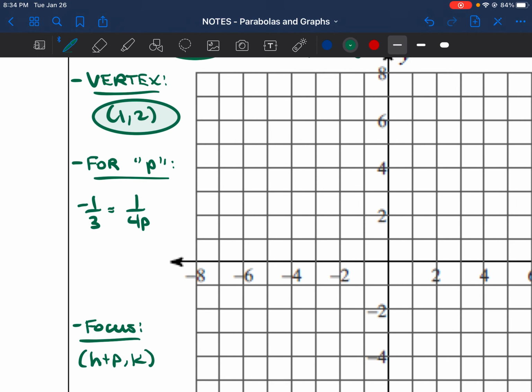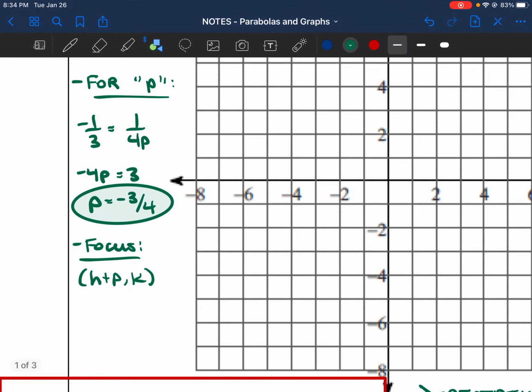And let's use some cross multiplying to solve. So negative 1 times 4p, that's negative 4p. 3 times 1, positive 3. And then divide both sides by negative 4. We get p equals negative 3/4. Or if it's easier for you to think about it, negative 0.75.